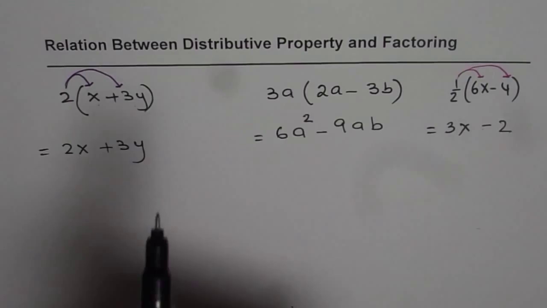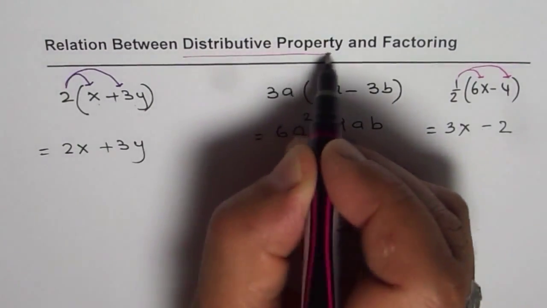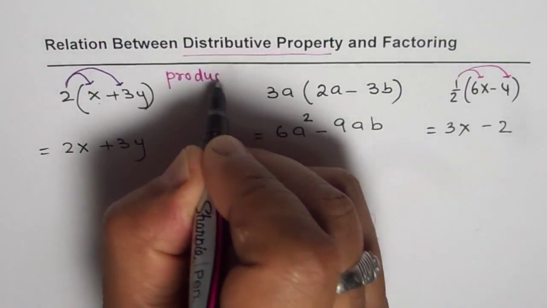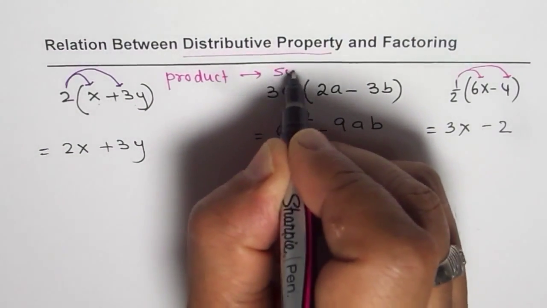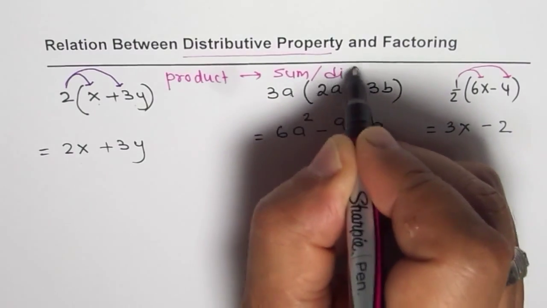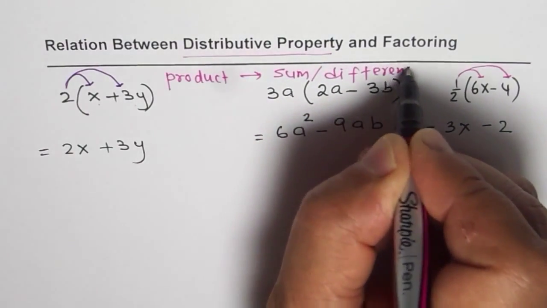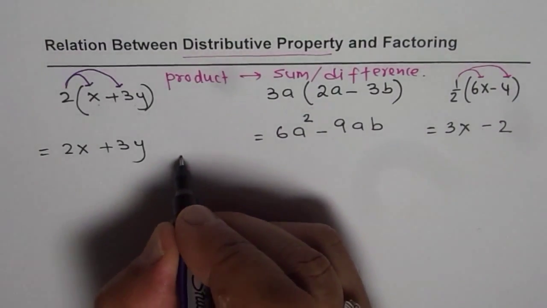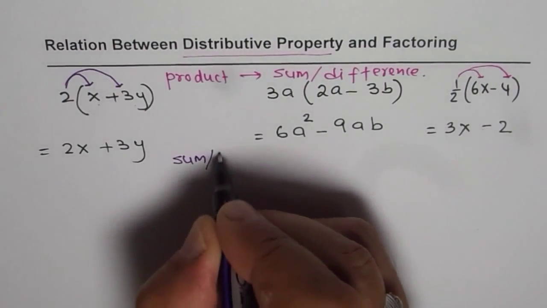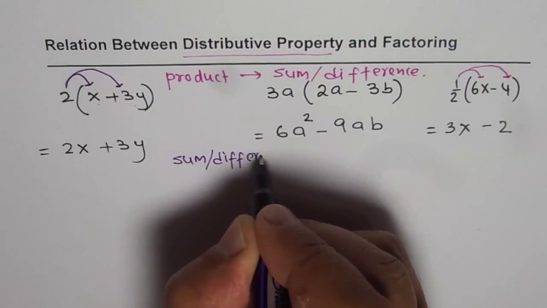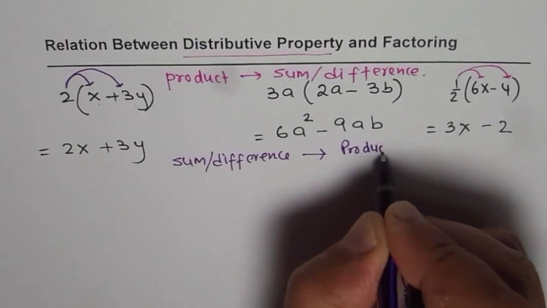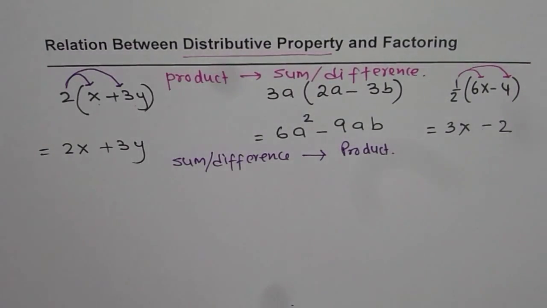So whenever we are applying distributive property, what are we doing? We are changing from product to sum or difference. Now let's understand what is factoring. Factoring is kind of reverse. It is from sum or difference to product. That is what factoring is.